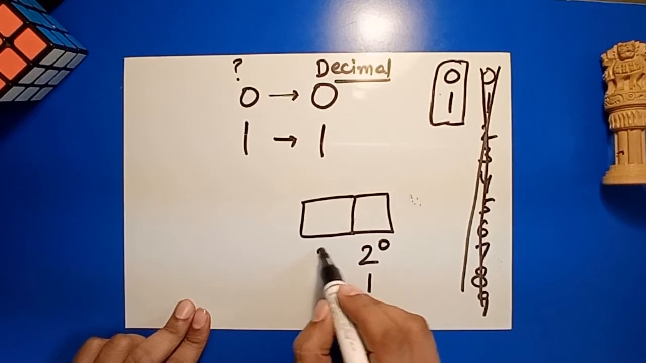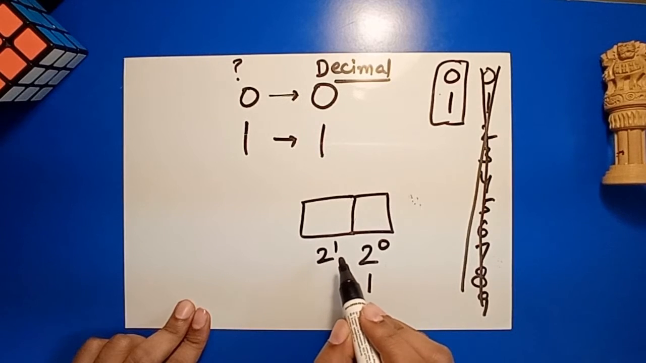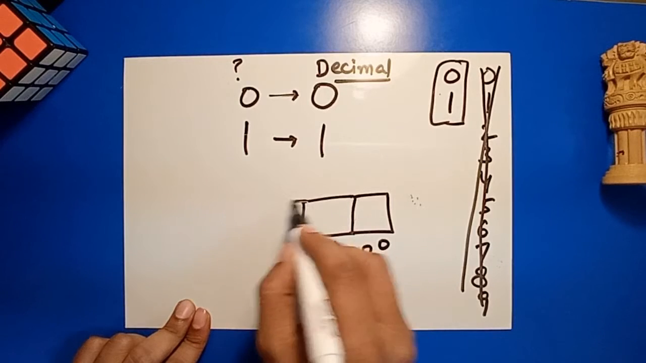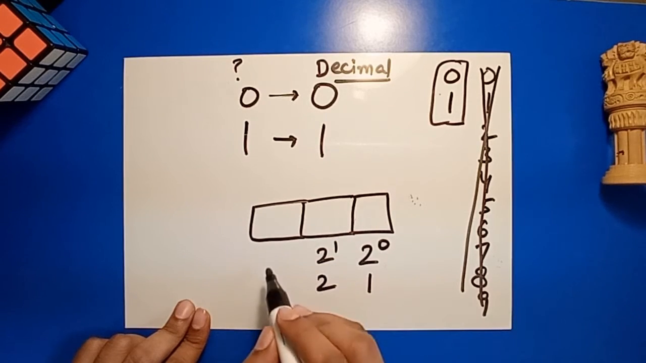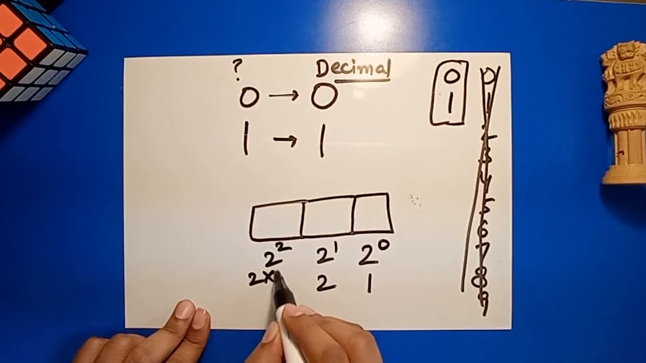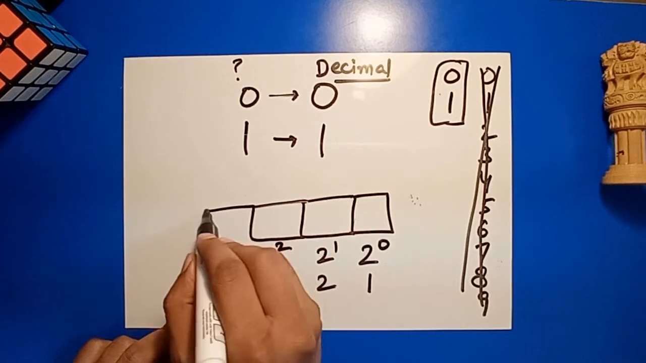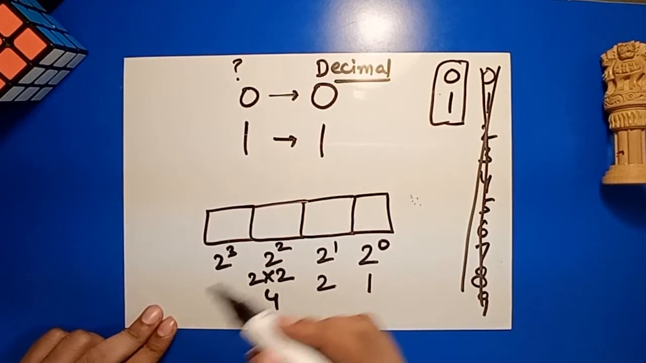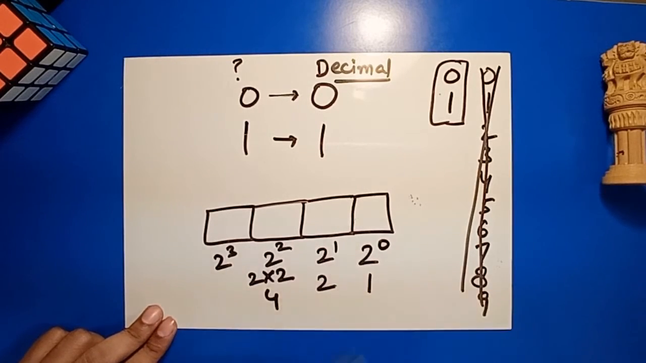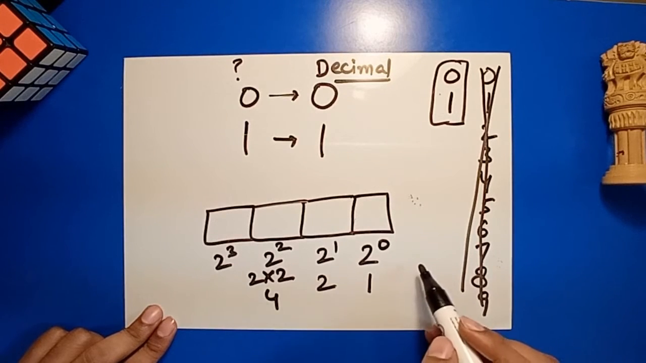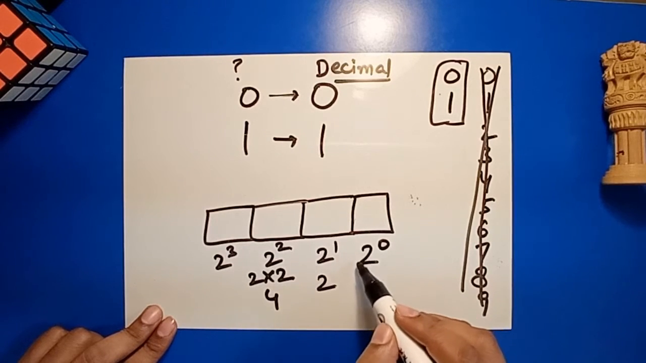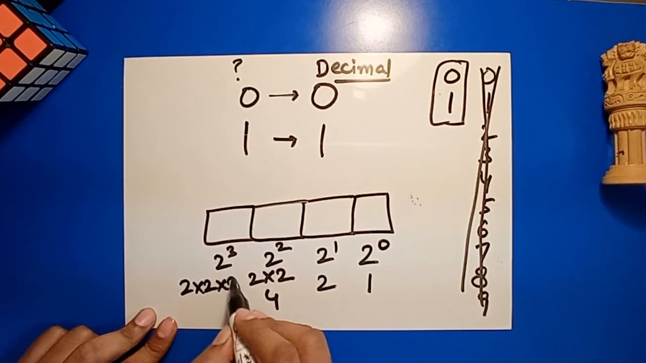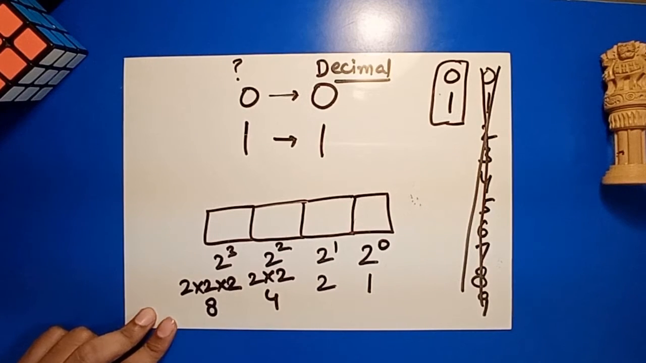The second position will be 2 power 1, 2 multiplied by itself only one time. So 2. Third position 2 power 2, which is 2 multiplied by 2 is equal to 4. Then 2 power 3. So we are finding out how the value for each place will be calculated, and it's exactly like decimal. Instead of base 10, we are using base 2. 2 power 3 is 2 multiplied by 2 multiplied by 2, 3 times, equal to 8.